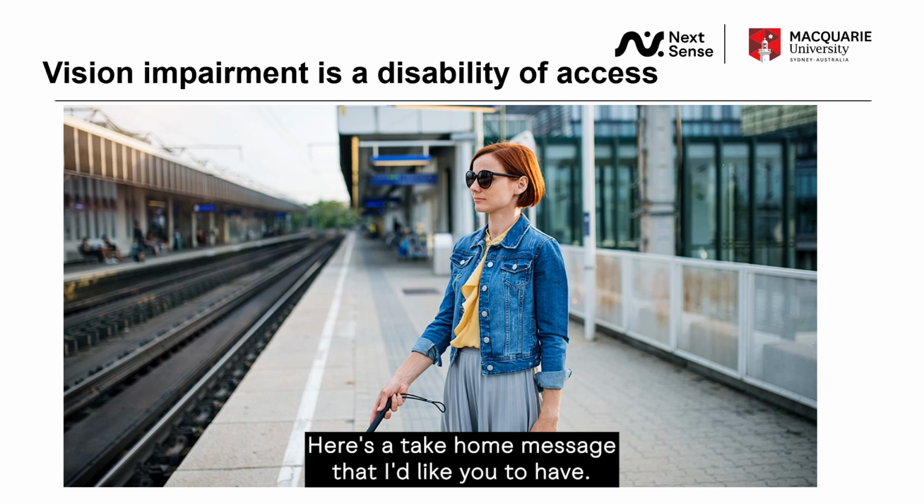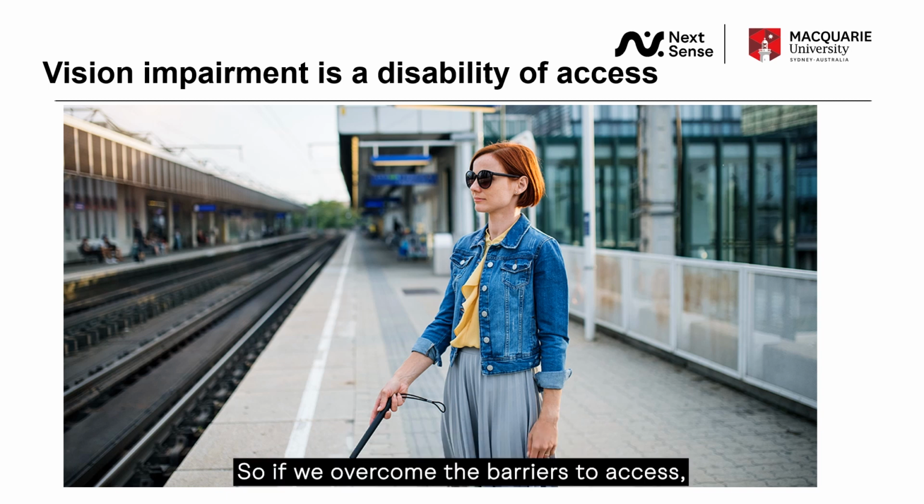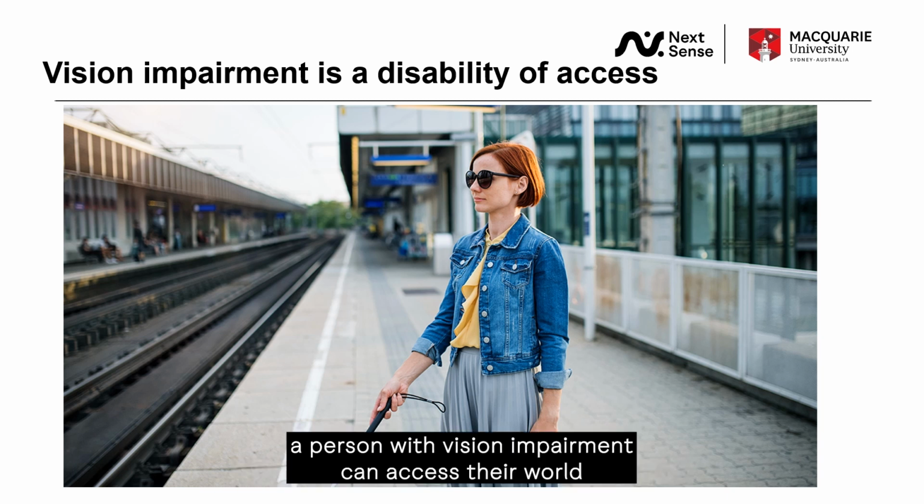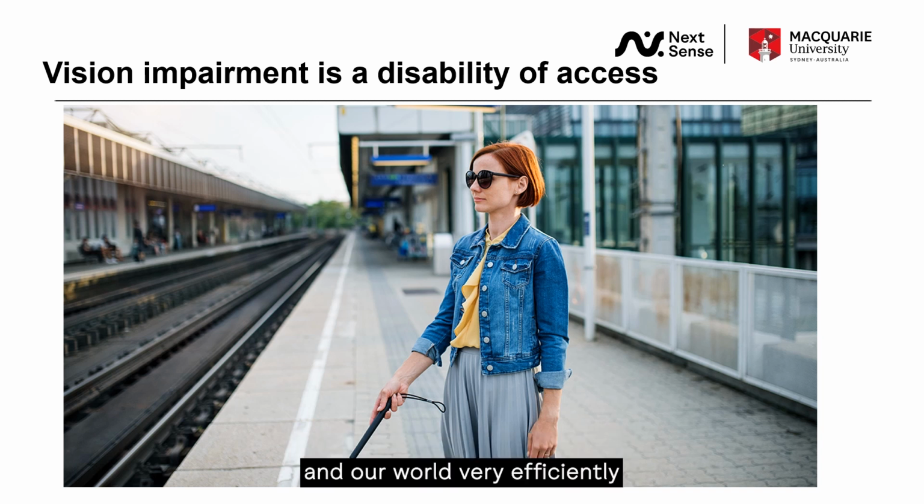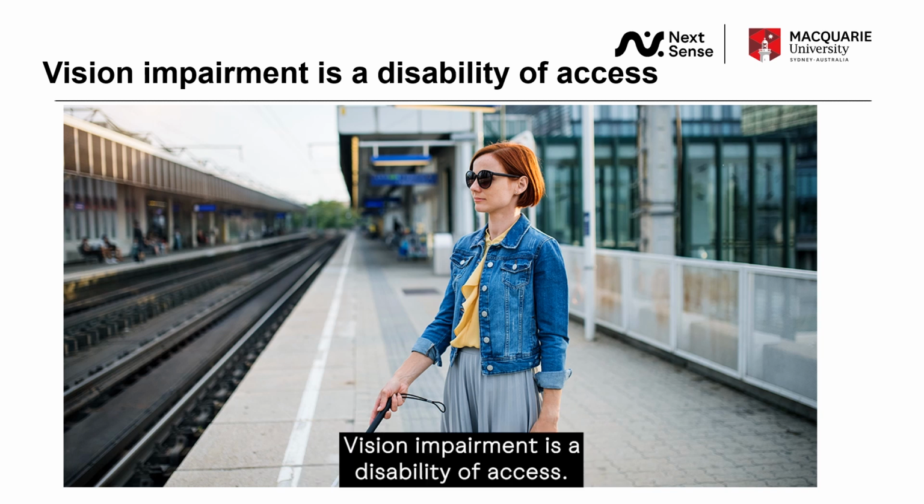Here's a take-home message that I'd like you to have. Vision impairment is a disability of access. So if we overcome the barriers to access, a person with vision impairment can access their world and our world very efficiently and very meaningfully as well. Just remember that one. Vision impairment is a disability of access.